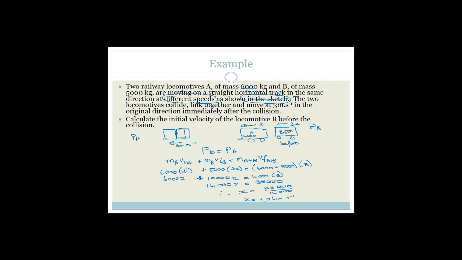meters per second, but they didn't ask for X, they asked for the initial velocity of locomotive B, so we need to multiply that. So we've got 2.06 multiplied by 2. 2 times 6 is 12, carry 1, so that becomes just a 1, and that becomes 4. So the initial velocity of locomotive B is 4.12 meters per second. Okay, right, let's move on.